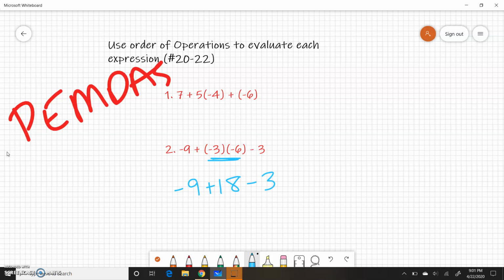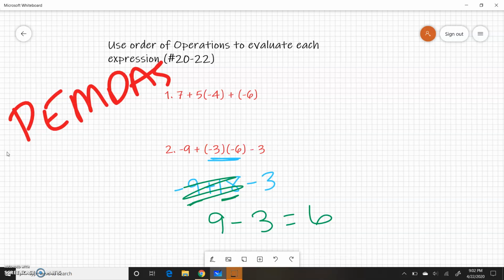Okay, so now I'm going to go left to right. Negative 9 plus 18. So I'm at negative 9 on my number line, and I'm going 18 to the right. Or you could think about it as they have opposite signs, so you really subtract them, which will leave me with 9. And 18 has the greater absolute value, so it's positive. So now I'm left with 9 minus 3, and that will give me 6. So don't look at the question as a whole. Look at it and go through step by step by step.